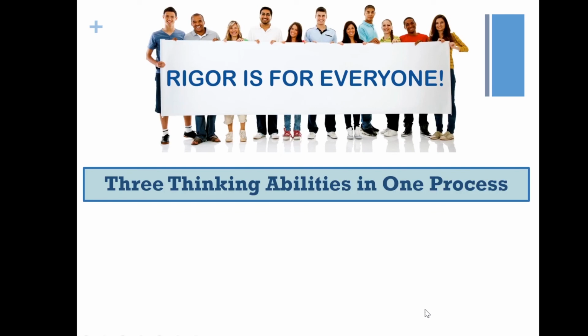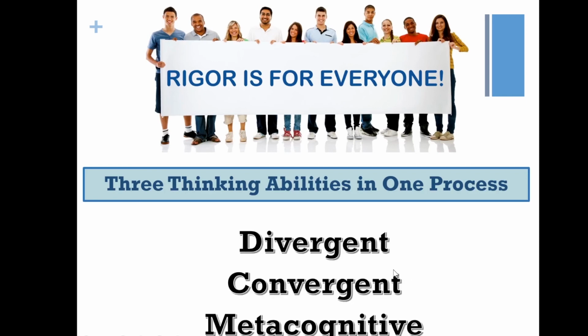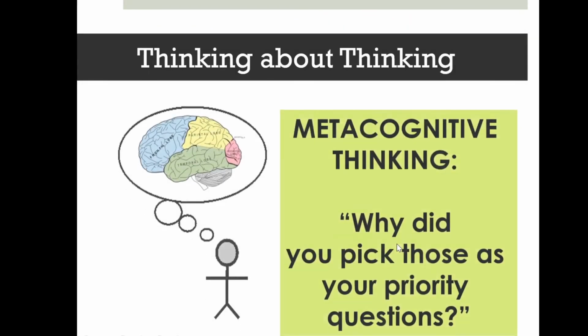Now, why did I choose to share QFT for practice number 5? Well, we know rigor is for everyone, and this process, the QFT, has the thinking abilities that we are most trying to help kids acquire for lifelong learning. It's already built into this strategy. We're having them think divergently, convergently, and then metacognitively, thinking about their own thinking, why they do the things they do related to the content.